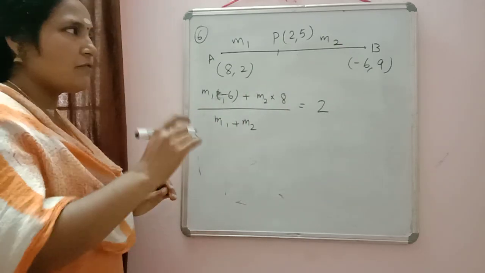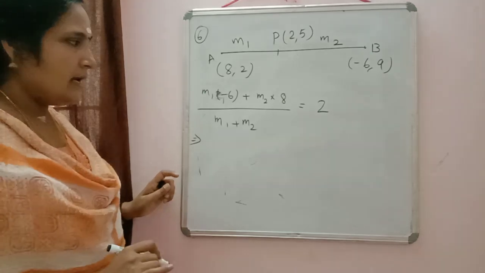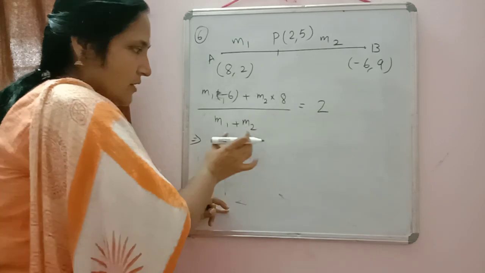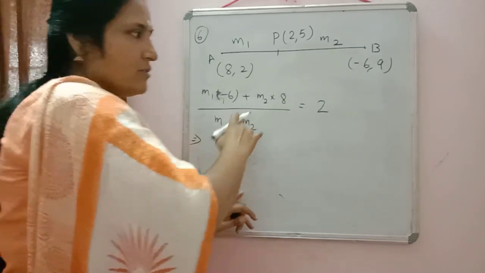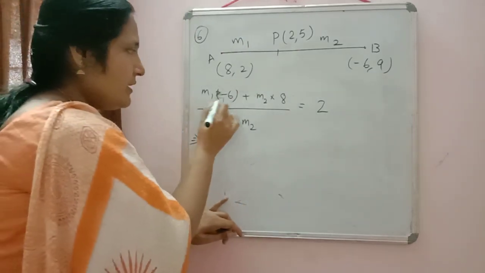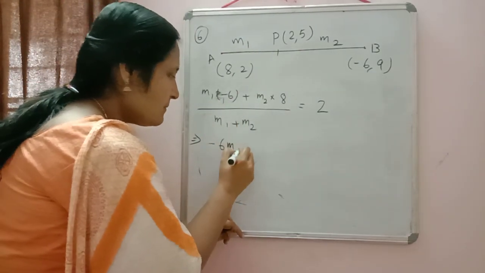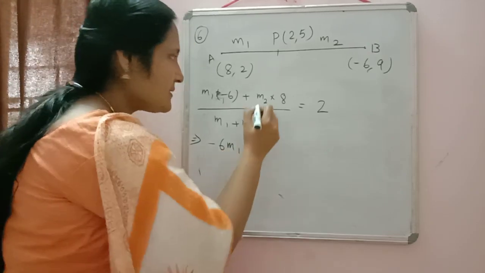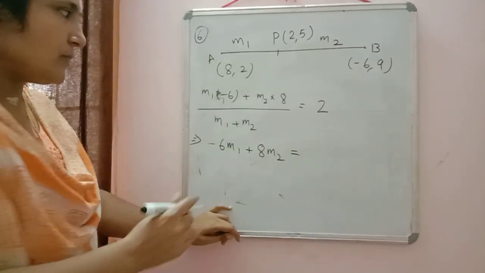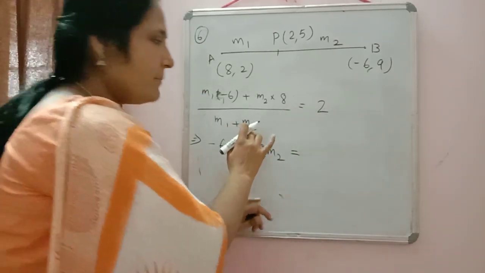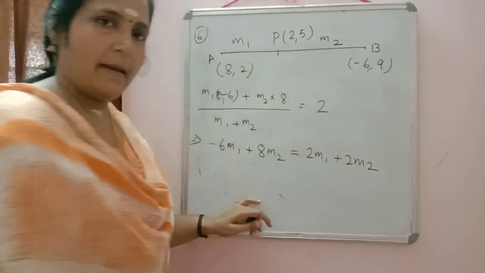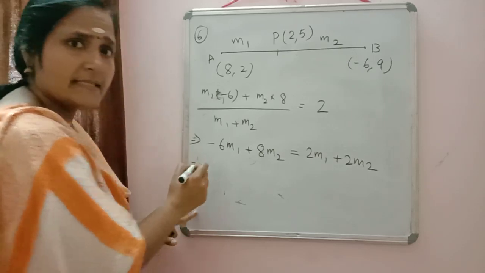Now we will find the ratio m1 by m2. We shift m1 plus m2 to the right hand side. It was dividing, so when we change the position it gets multiplied by 2. So m1 into -6 is -6m1, plus m2 into 8 is 8m2, equal to 2 multiplied by both, so we get 2m1 plus 2m2. Till here it is clear?